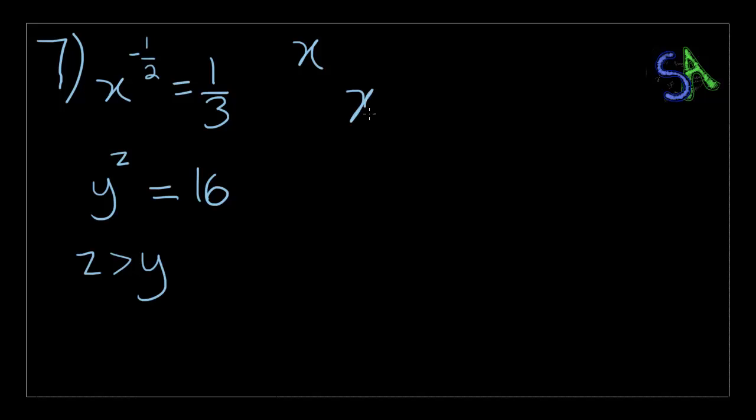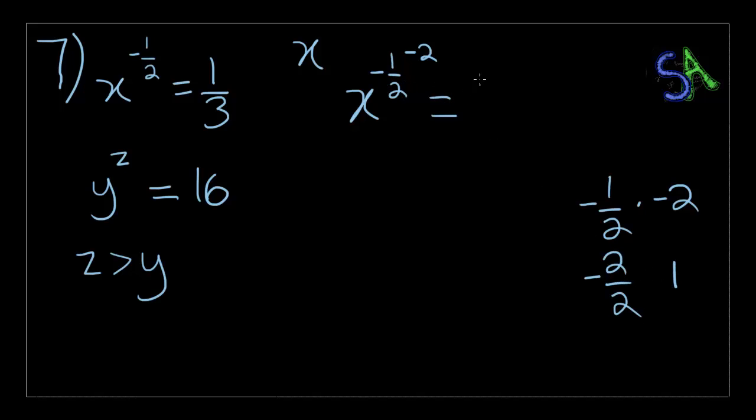But so to turn negative half into 1, you would need to multiply it by -2. So raise x to the negative half to the -2. The negative half times -2 will be equal to -2/2, which is equal to 1. So this will be equal to 1/3 to the power of -2. Don't worry about that now. That can be easily solved now.